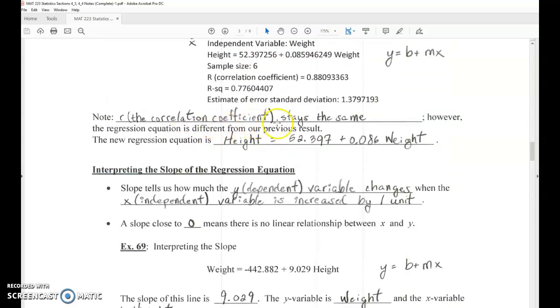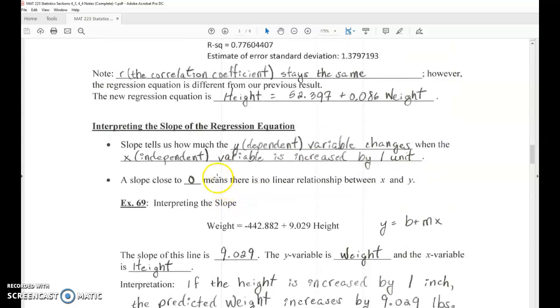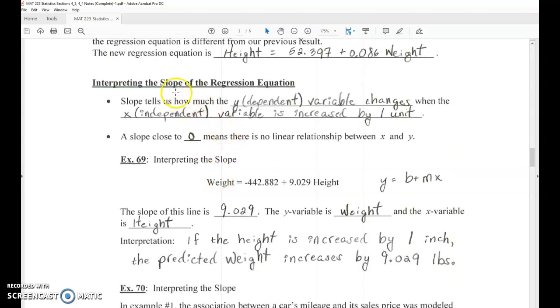Okay, so the correlation coefficient stays the same. The new regression equation is height equals 52.397 plus 0.086 weight. We have a new y-intercept, and we have a new slope, of course, because the x and the y are switched. Okay, now we want to be able to actually interpret the slope and the y-intercept to make sure we have a deeper understanding of what the regression line brings us. And I want you guys to be able to do this.